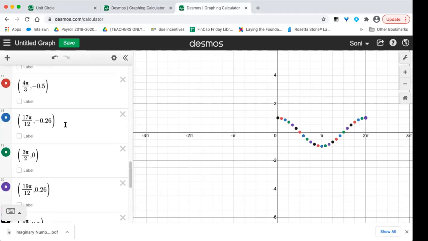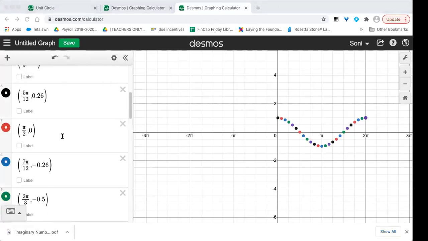hopefully what your students will also see. It does take some time, and also just consider the fact that that applet is in multiples of pi over 12. So you may need to point out that 5 pi over 6 and 10 pi over 12 are the same coordinates. So just keep that in mind.